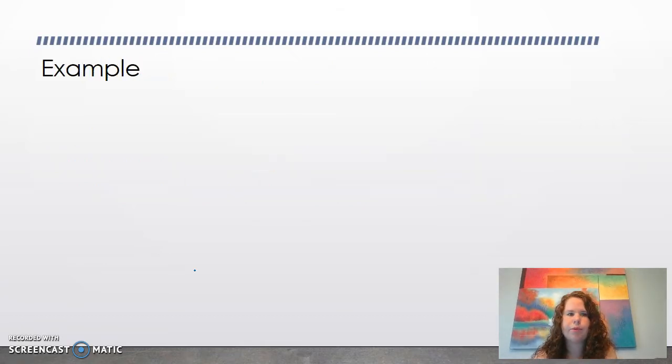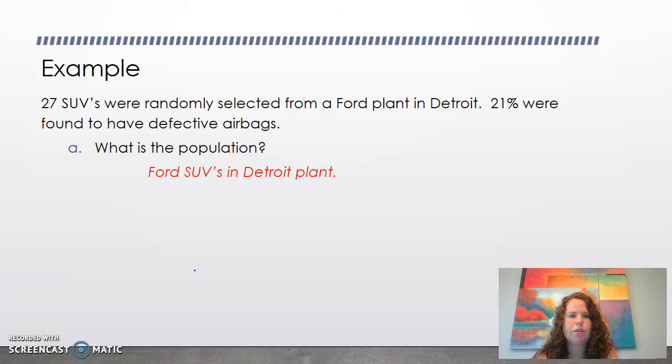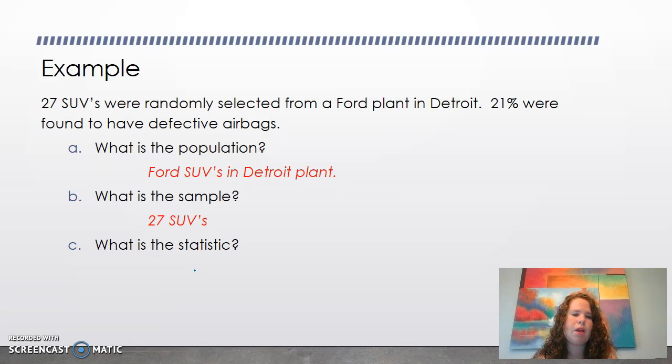Here's an example of how we would look at this in the face of a statistics problem. So if we were told 27 SUVs were randomly selected from a Ford plant in Detroit, 21% were found to have defective airbags. So what's the population? The population is the Ford SUVs in the Detroit plant. What is the sample? The 27 SUVs that were randomly selected. What is the statistic? The statistic is the 21% of the 27 SUVs that had defective airbags.